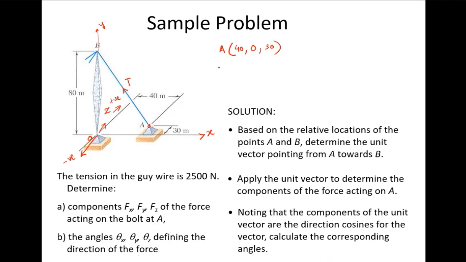Now what will be point B? Along the x direction it will be 0, 0, 80, 0. Right? So now based on the relative location of point A and B, determine the unit vector pointing from A towards B, because tension is acting in that direction.